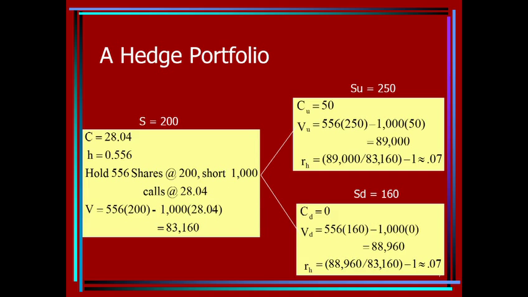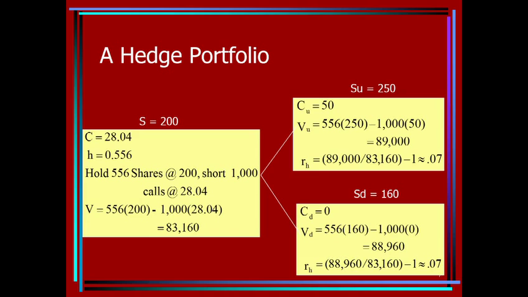Did you make money or lose money? So you short 1,000 calls at 28, right? And when the stock price goes down to 160, the calls are worthless. So did you make money from shorting your call or did you lose money? You make money, right? Because when you short the call, you collected the premium.